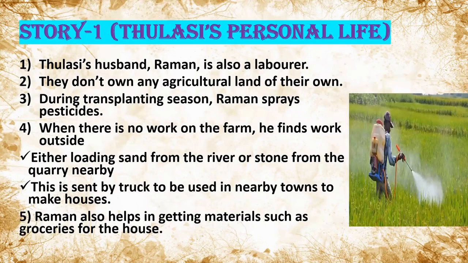Now let us understand one more thing about Tulsi's personal life, right? Her husband is named Raman, and he is also a laborer. They don't have their own agricultural land. Raman sprays pesticides during the transplanting season, and when there is no work on the farms, they find work outside, like loading sand from the rivers or stone from the nearby quarry. Raman also helps in getting the groceries for the house.